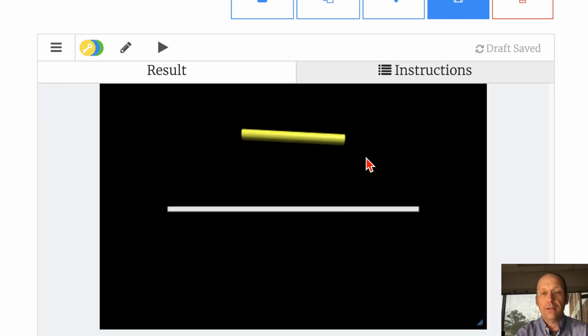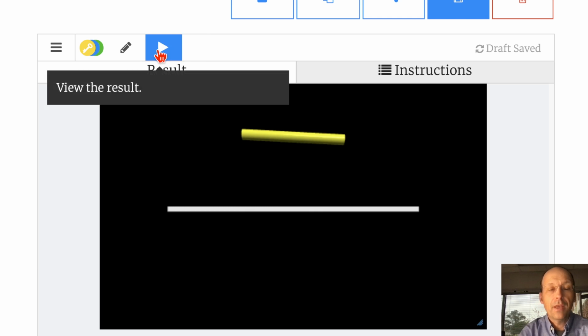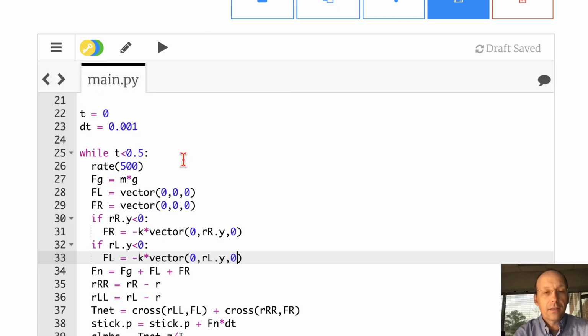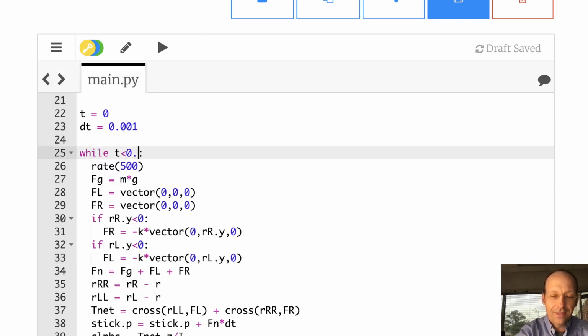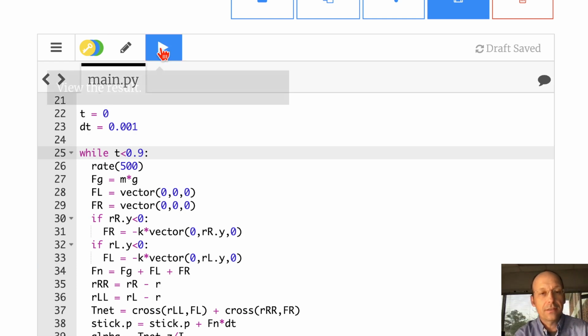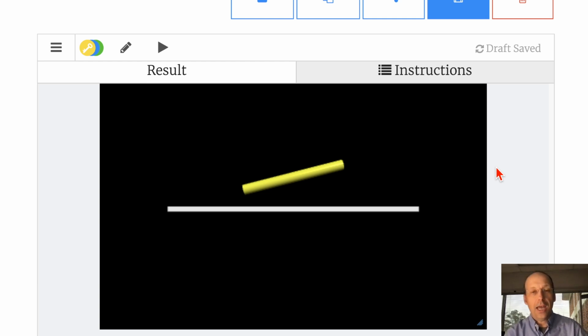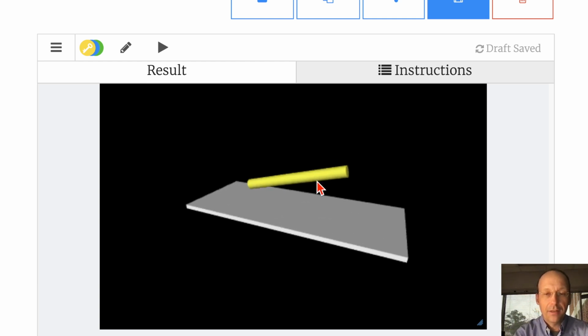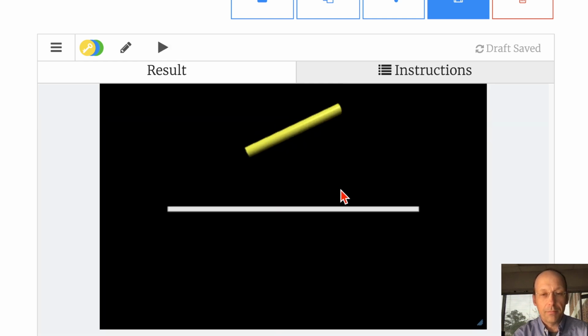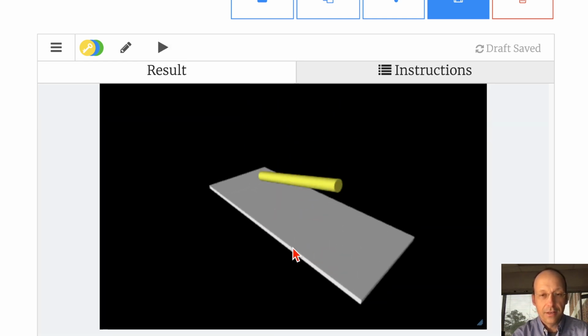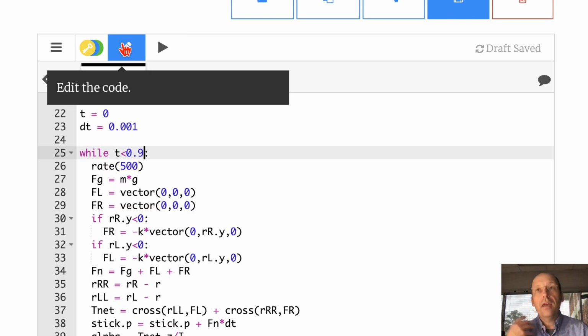Okay. That's kind of awesome. Let's run it for a little bit longer. Say 0.9 seconds. Excellent. Very happy with that. I'm going to run it one more time and rotate it. Look at that. Okay, now I do need to check. Let's go ahead and check energy. Let's see if energy is conserved.